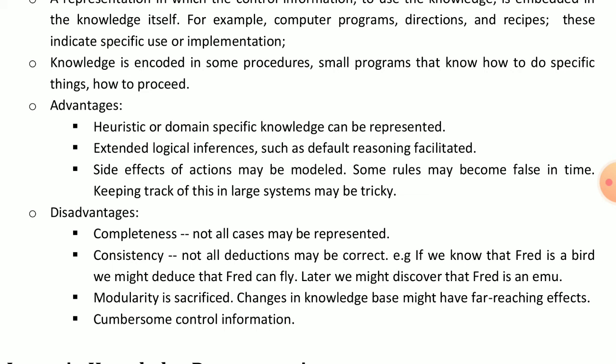Now the consistency means we know that Fred is a bird. We might deduce that Fred can fly. It is not possible that every bird can fly. Here we can take some example such as an emu. It is a Fred and it is a bird. So here in consistency we can say that different objects have different properties.